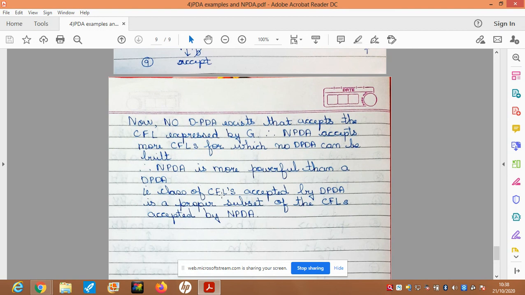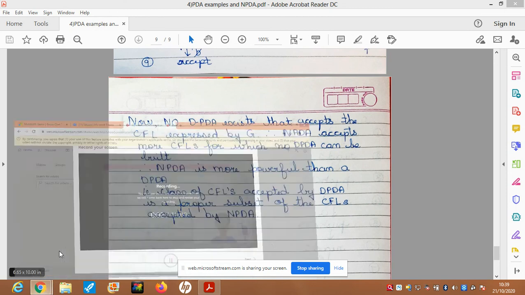That is, the class of context-free languages accepted by a deterministic pushdown automata is simply a proper subset of the class of context-free languages accepted by a non-deterministic PDA. Okay, in simple words, more problems can be solved using a non-deterministic PDA than a deterministic one. An equivalent deterministic PDA may not exist for a non-deterministic pushdown automata.